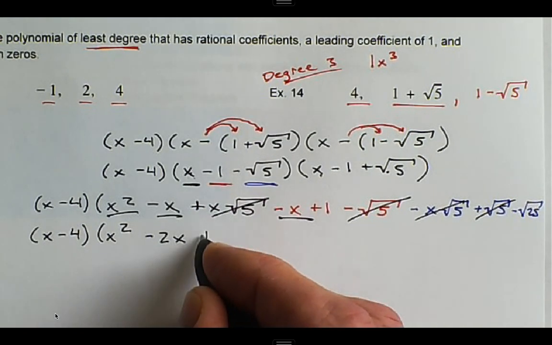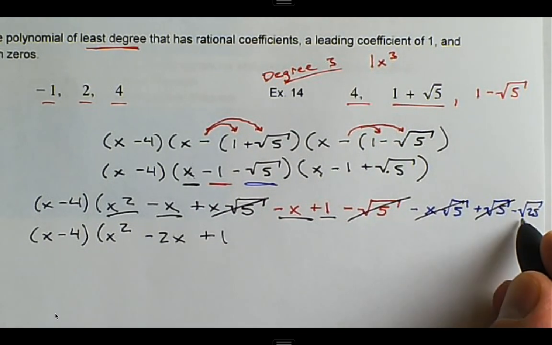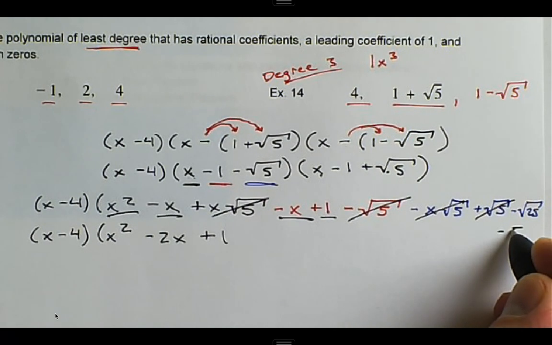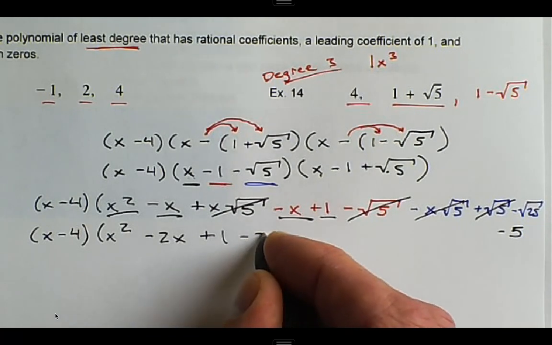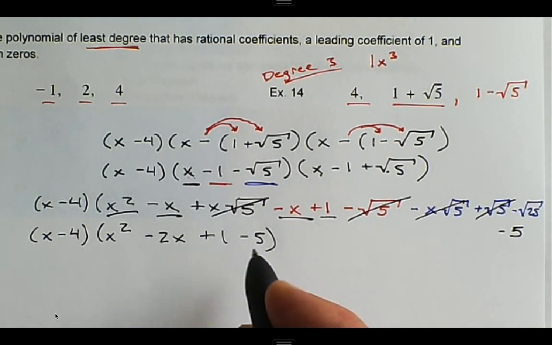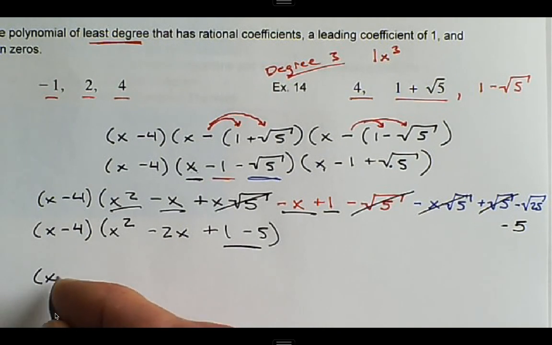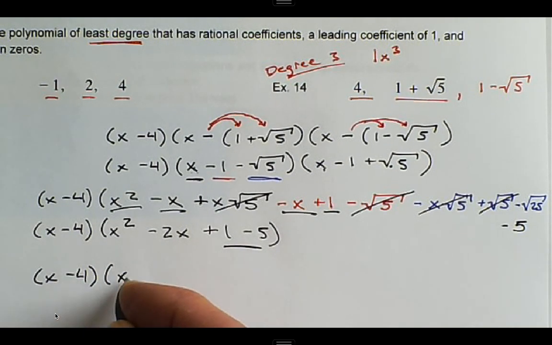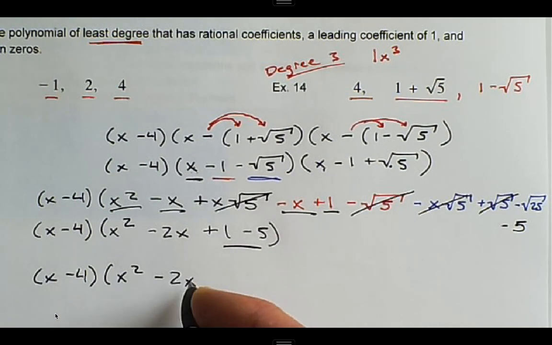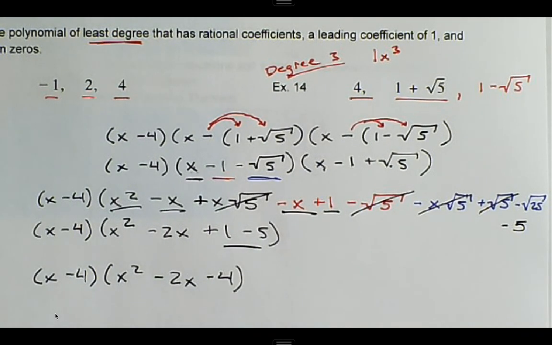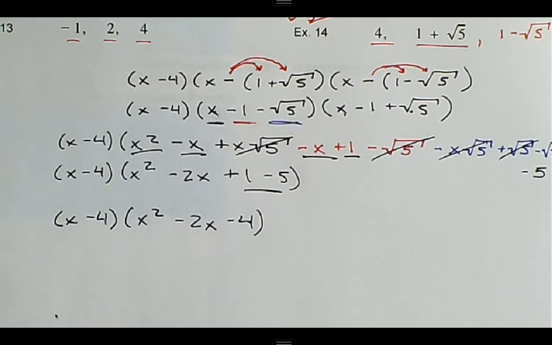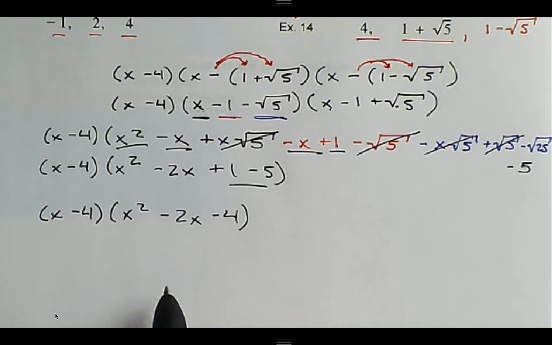Then we can bring down the plus 1. And we can bring down, actually this is negative 5 because the square root of 25 is 5. So negative 5. Here we can still combine like terms. So we get x minus 4 times x squared minus 2x, and 1 minus 5 is minus 4. And now we have this binomial times the trinomial.